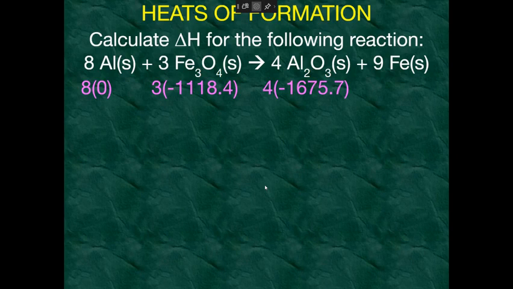So to form Fe3O4, you would have to make the coefficient on Fe3O4 1, and you would form it from Fe solid and O2 gas. Same thing with aluminum oxide. You would make aluminum oxide from aluminum solid and O2 gas. And then obviously iron is 0 also.